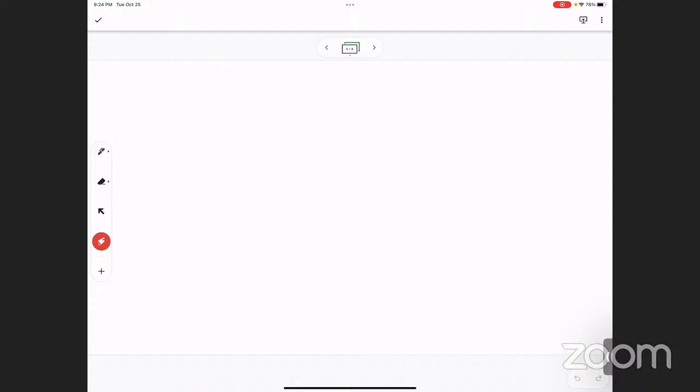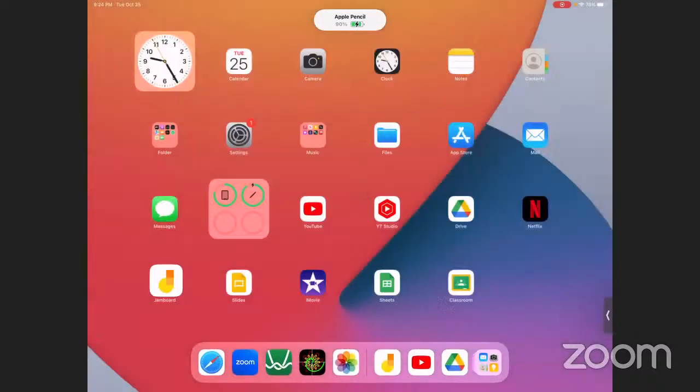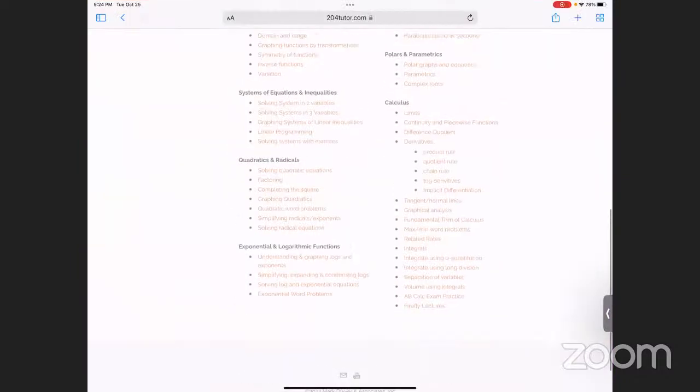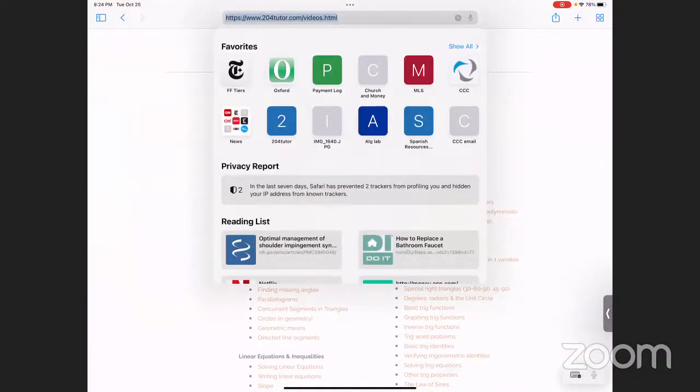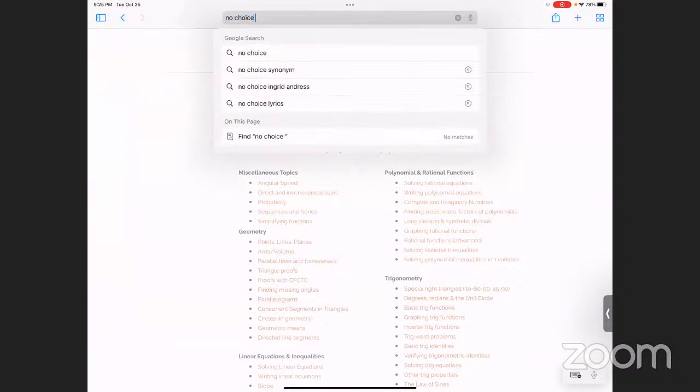Um, hold on. I'll try to explain it, or I can look it up. Let me see. You want me to look it up real quick? Sure. On my screen, no choice theorem. No choice theorem.